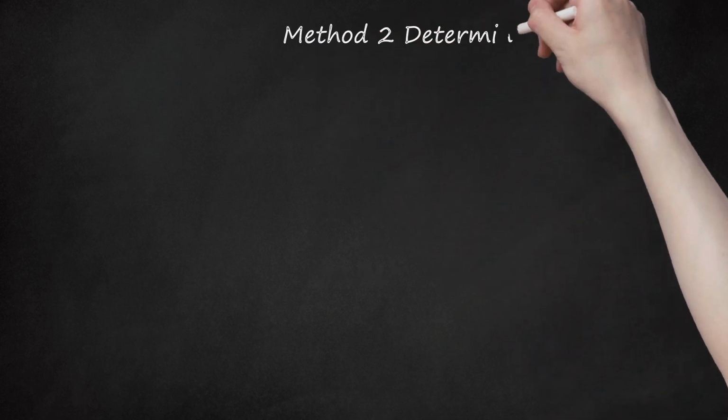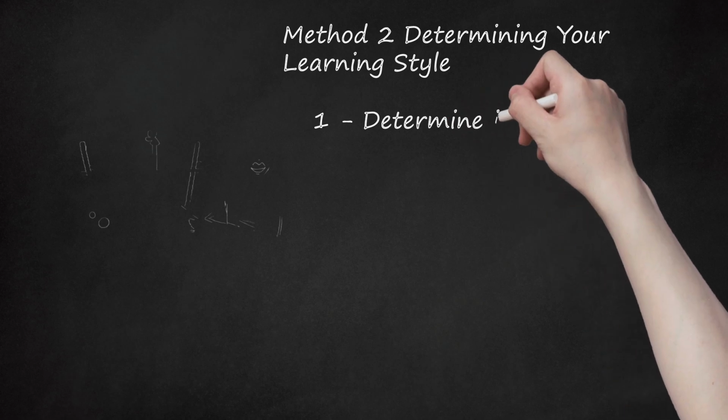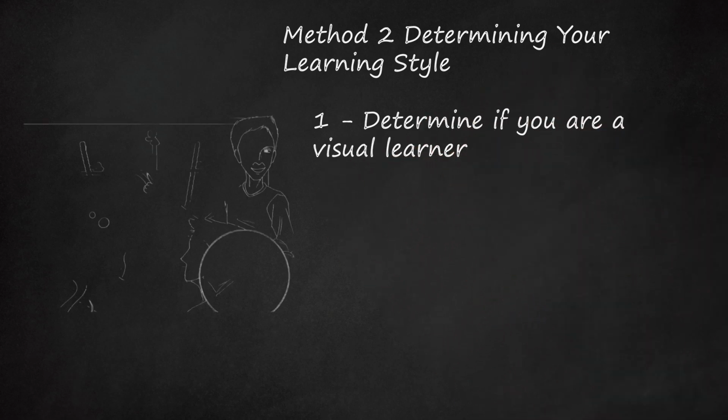Method 2. Determining your learning style. 1. Determine if you are a visual learner. Visual learners are good at remembering things through pictures, charts, graphs, notes, or other visual material. Visual learners often replace words with pictures and use mind maps to remember meanings, definitions, dates, and other material. Here are some questions you can ask yourself to determine if you are a visual learner.